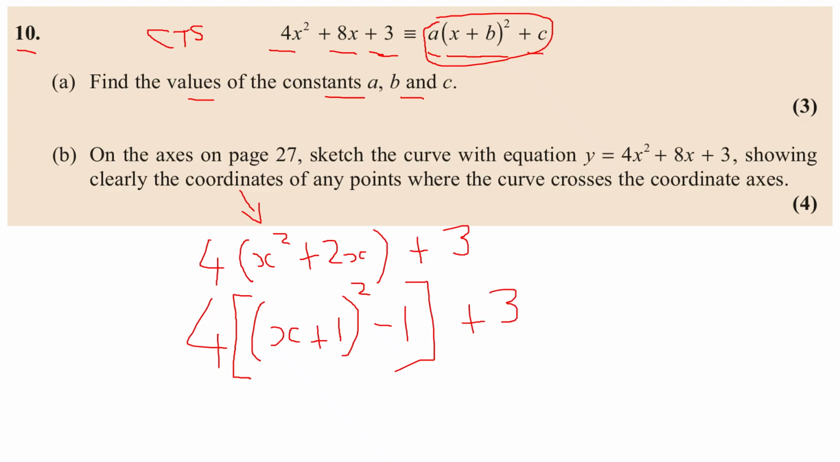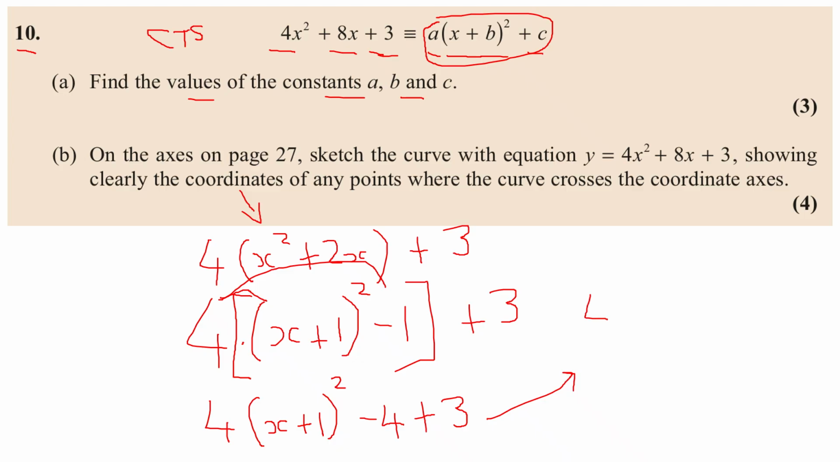I'm now going to expand the square bracket with the 4. So I'm going to do 4 times this, and then 4 times minus 1. So I'm going to have 4 brackets, x plus 1 all squared. And then 4 times minus 1 makes minus 4. Copy down the plus 3. After that, guys, all we do is simplify. So we're going to have 4 lots of x plus 1 all squared, minus 4 plus 3 is minus 1. And that, guys, is my final answer.